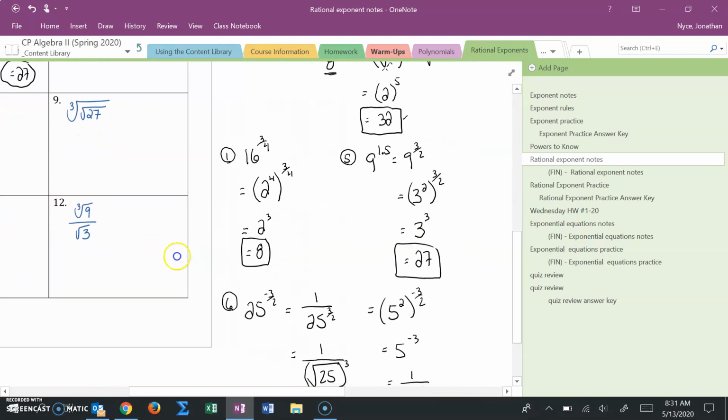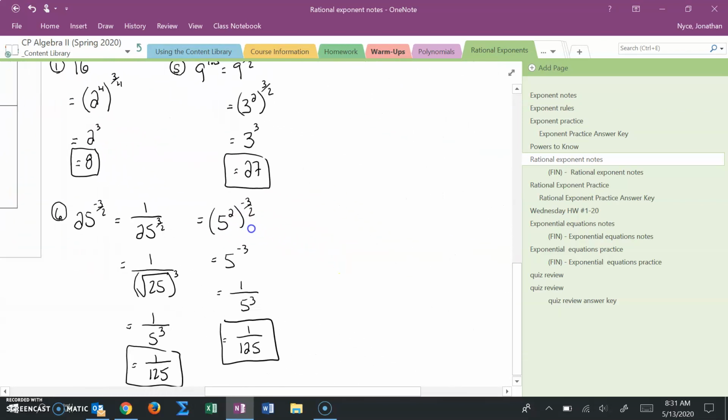Let me do that one over here. The 9th root of 8. And this is one where instead of writing the fractional or rational exponent as a radical, we're going to rewrite the radical with a rational exponent. So remember, index is our denominator. Exponent, which isn't written, is a numerator.